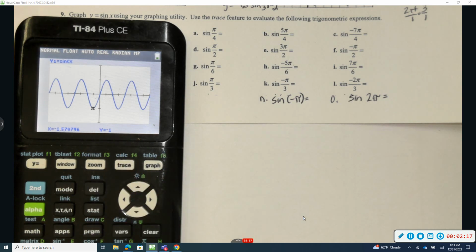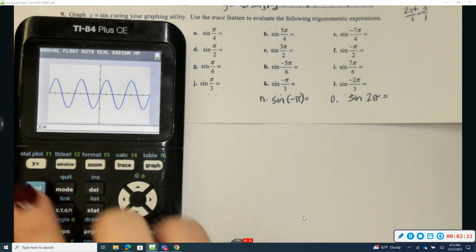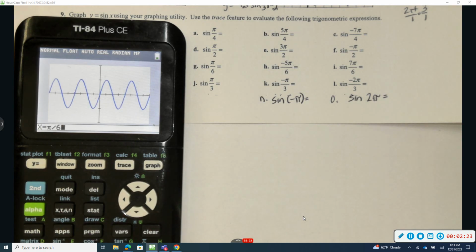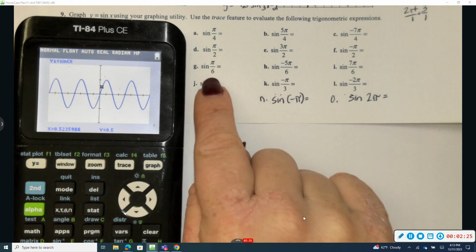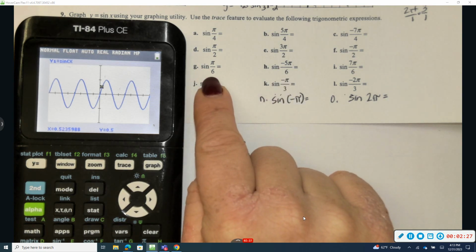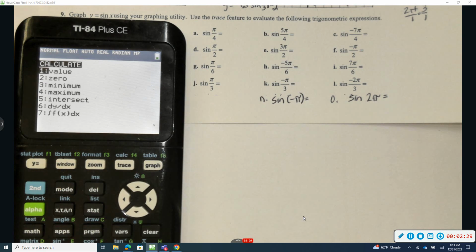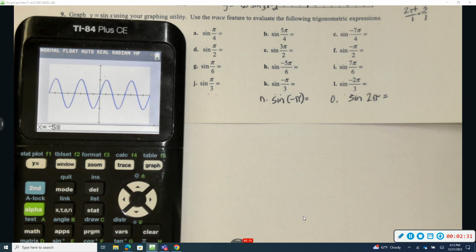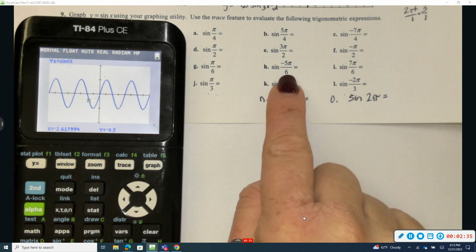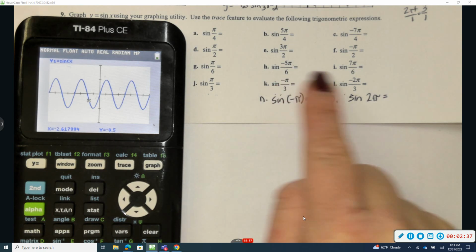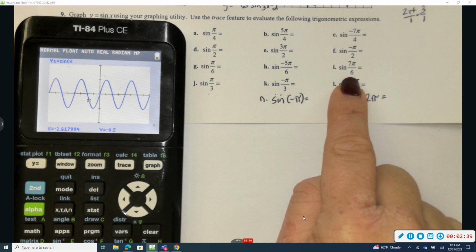Going on to part G. Second trace value. Continue to plug this in. We have pi divided by 6. This is an answer right here of 0.5. Let's go on to part H. -5 pi divided by 6. We have an answer of -0.5, which would be equivalent.